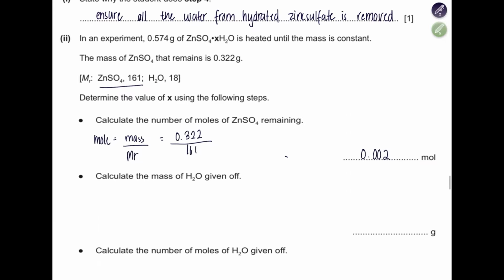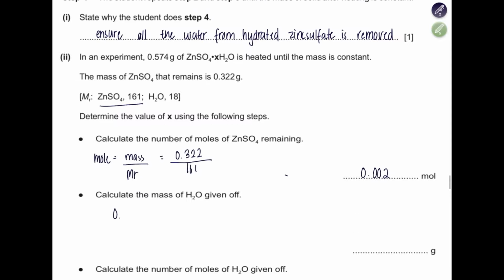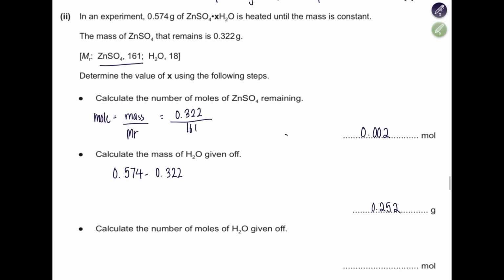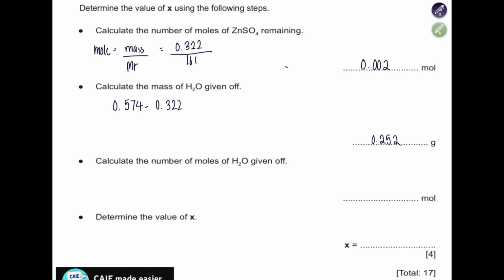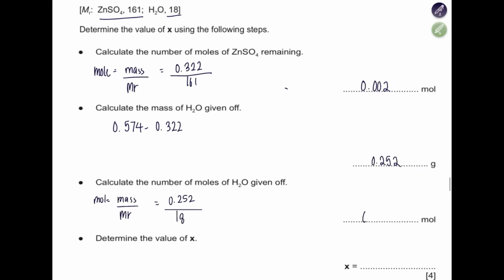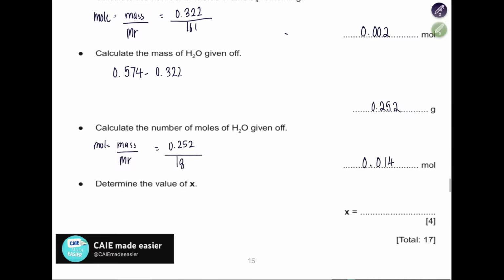Calculate the mass of water given off. To find the mass of water given off, you just have to subtract it, right? 0.574 minus 0.322. This gives us 0.252 grams. Calculate the moles of water given off. Moles is mass over MR. The mass is 0.252, and MR is given here, it's 18. That gives 0.014 moles.